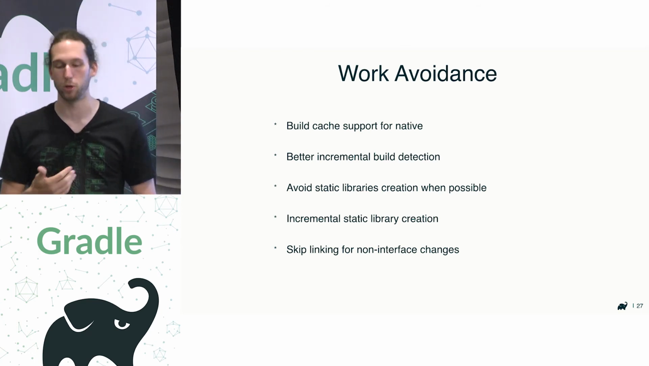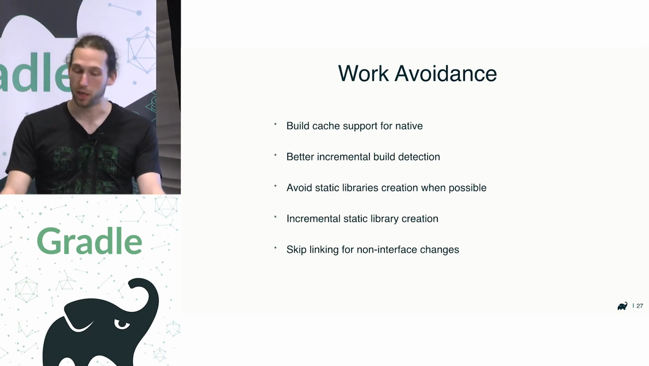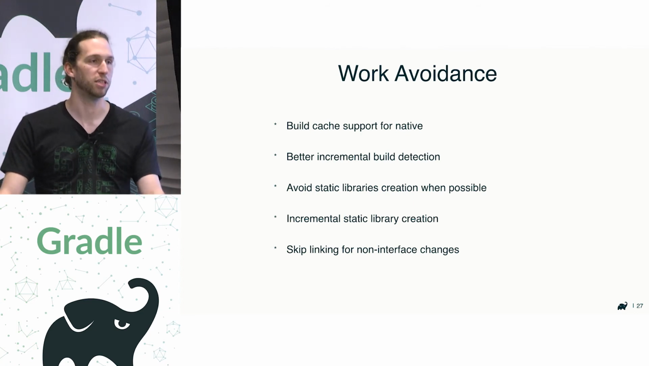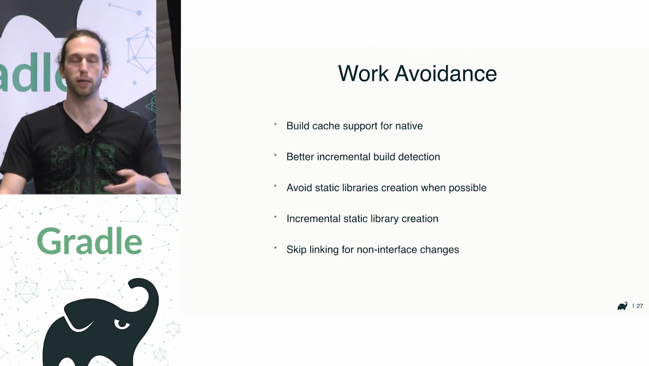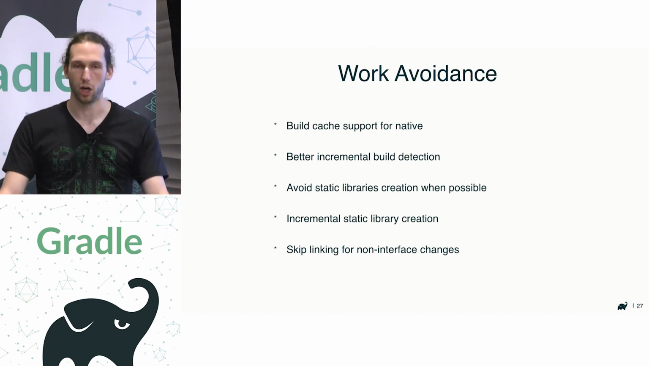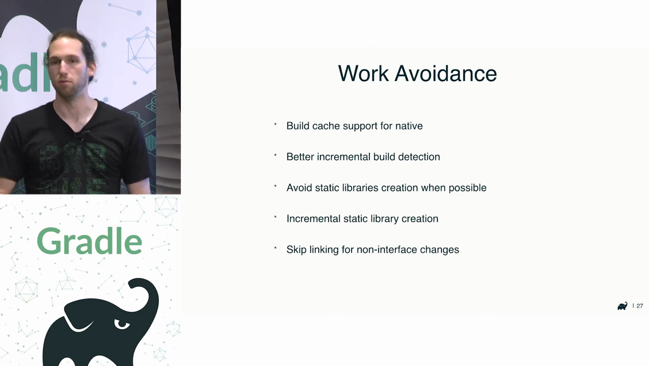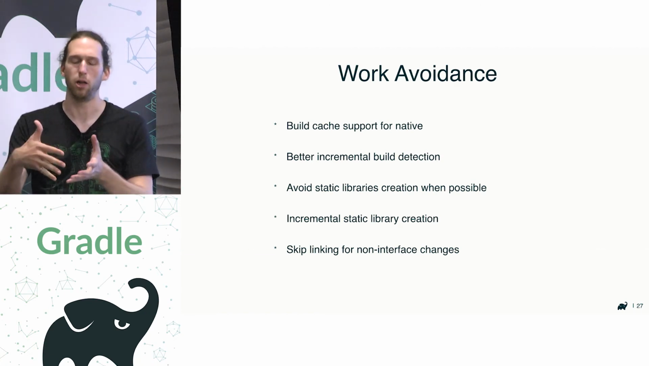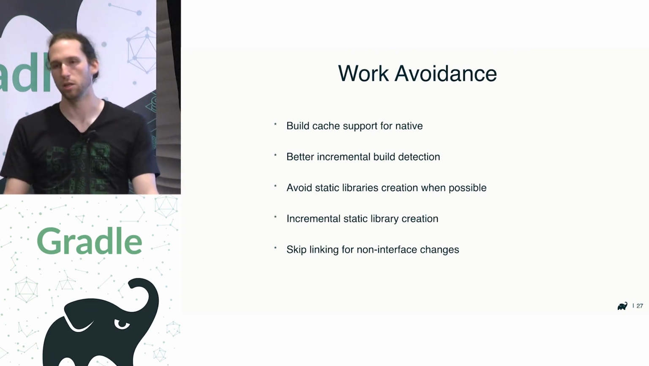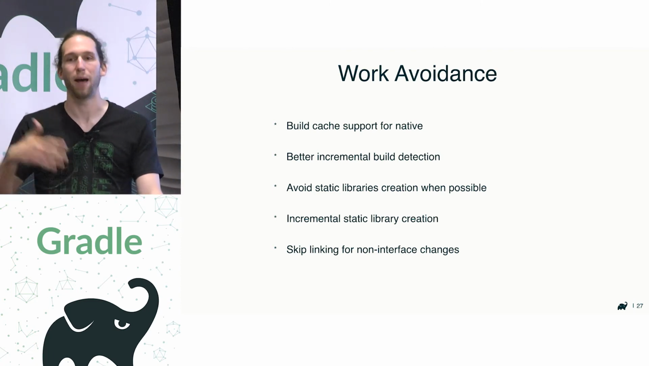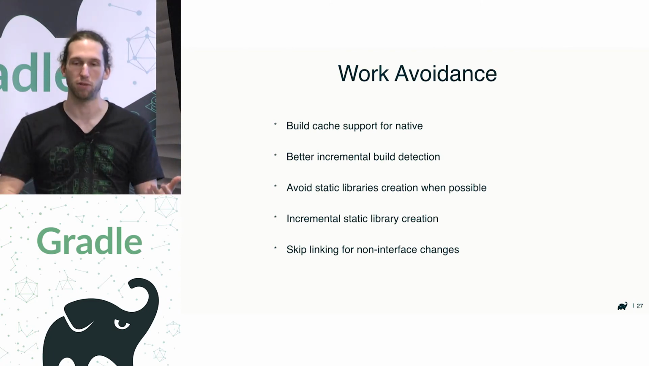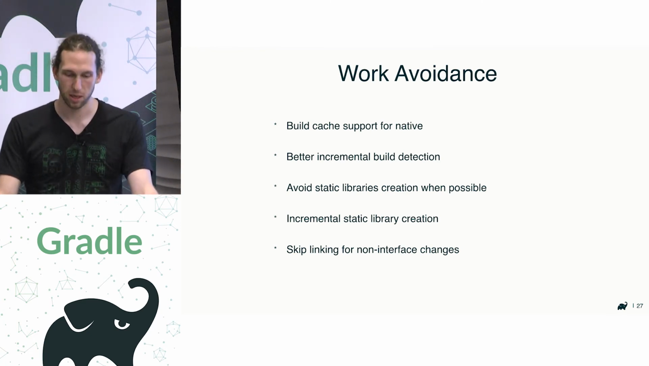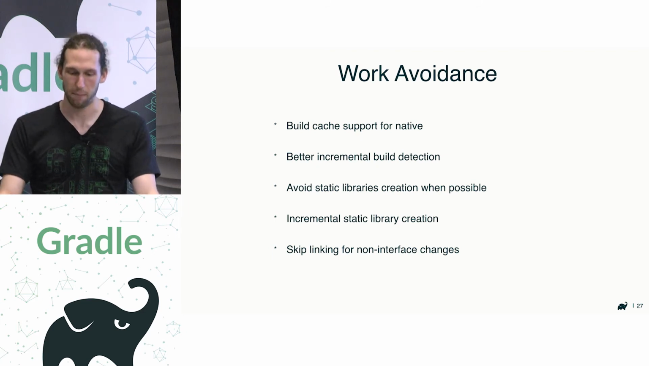We're looking also at better incremental detection, avoiding static library creation when possible. It's an effort that's been done on the Java side too, instead of creating the jar and then consuming that jar later on. Same thing with native. We create those static libraries and then we consume the static library later. But that's a bottleneck of the compilation. We could definitely pass in the object file directly to the next compilation. So we can parallelize a lot more things and wait for less things happening.